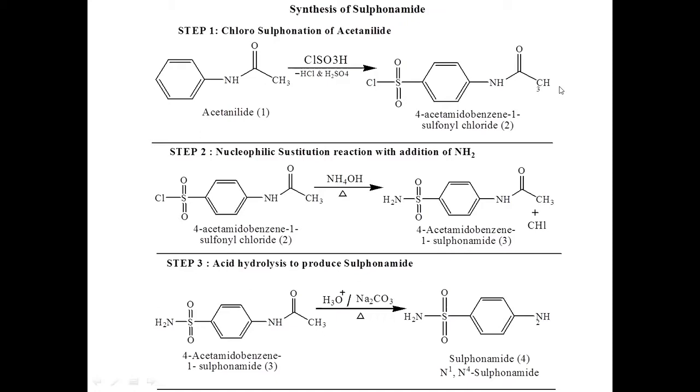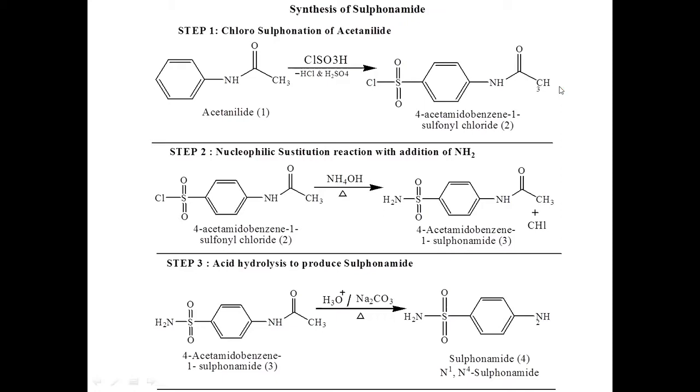The second step of sulfonamide synthesis involves a nucleophilic acyl substitution reaction, with the addition of ammonia to the 4-acetamido benzene 1-sulfonyl chloride with the application of heat, to give 4-acetamido benzene 1-sulfonamide. This is the second step.